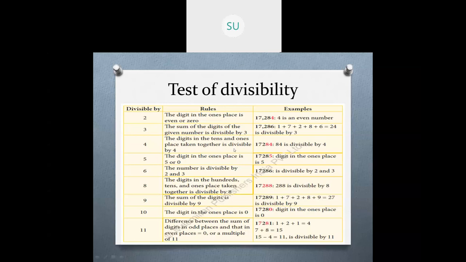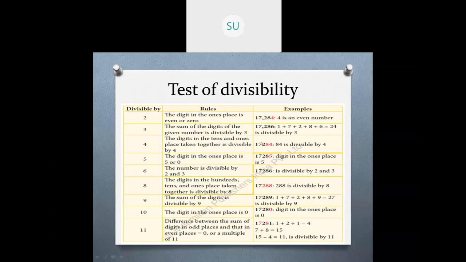The digit in the tens and ones place taken together is divisible by 4. So when they give you a number and tell you to find if the number is divisible by 4, what you'll do, you'll take the last two digits of the number, that is the ones and the tens digit. If those two digits are divisible by 4, it means that the entire number is divisible by 4.